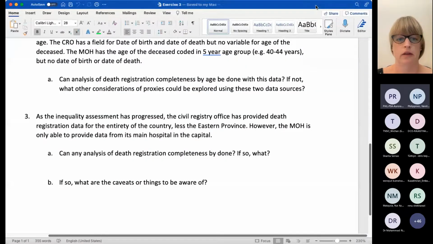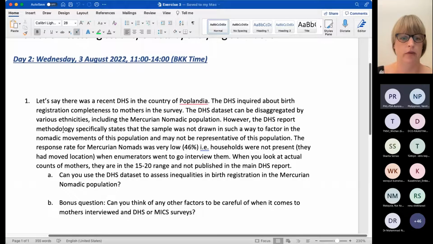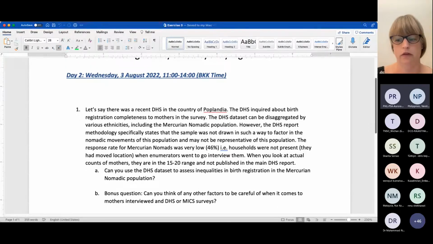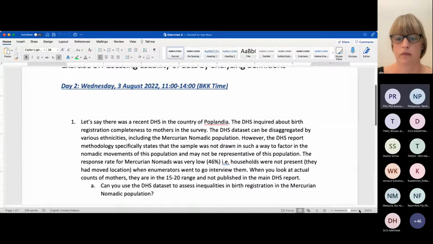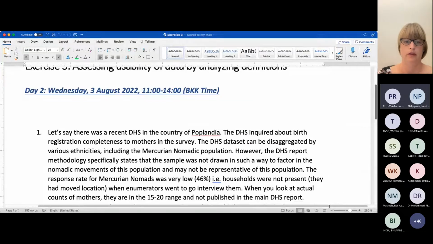So let me pull up the exercise. As I mentioned, we're looking at exercise 3. Okay, so let's talk about question 1 to begin with. Let me see if I can also zoom in a little bit here. Hopefully you can see this as well. So again, this is on the Google Drive with the link that Panita just posted, exercise 3 on day 2.